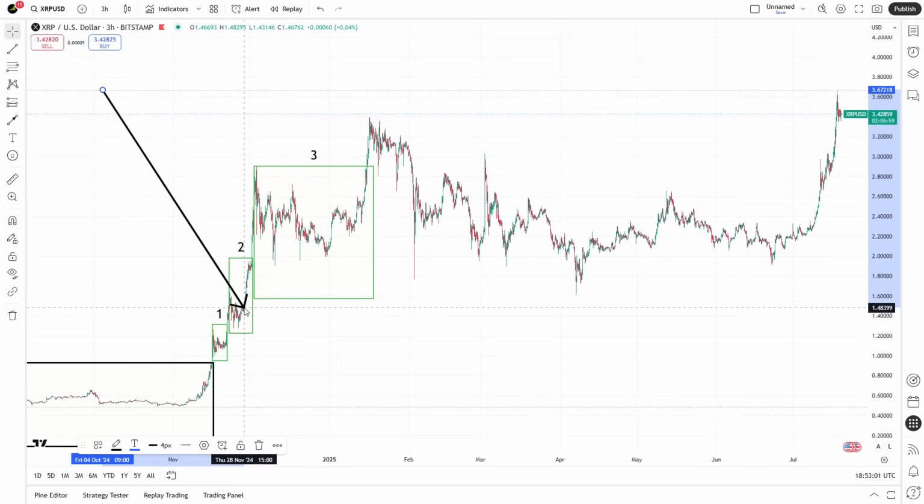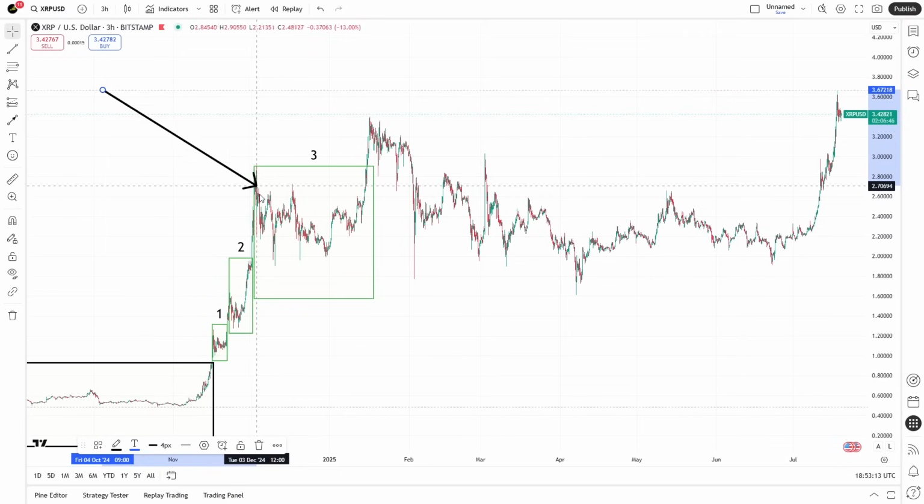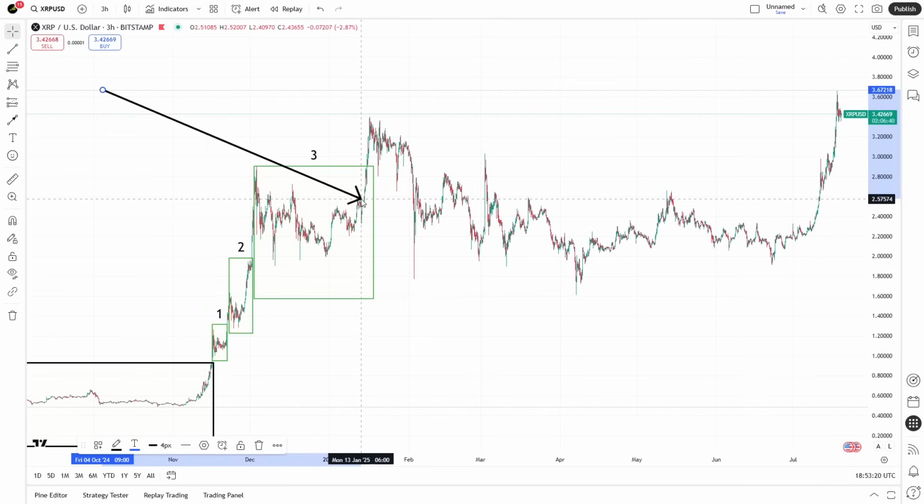The first correction, then it moves up and has a second correction. Either of these corrections can be the larger of the two. The third corrective structure: after price gets above the high of the second corrective structure, it rockets up, comes to a peak, and then goes into a third corrective structure. Eventually it bottoms out and it starts moving up towards the peak.